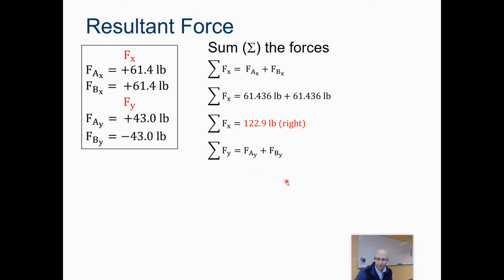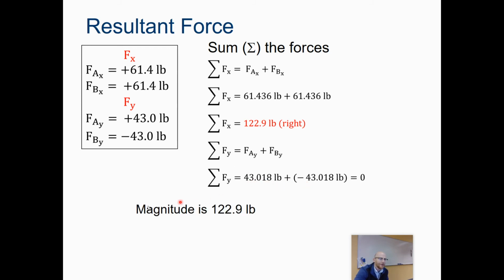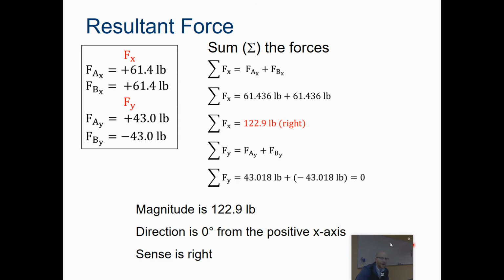What about the y direction? Well, this boat's not going to move up or down in our little scenario here on the y-axis at all, because they're going to cancel out. Same formula: the sum of all the forces in the y, we have vector A and vector B. One's negative. So if we add that together, it's going to be 0. So the magnitude is going to be 122.9 pounds. The direction is 0 degrees from the positive x-axis. What's the sense of this thing? Sense is right.